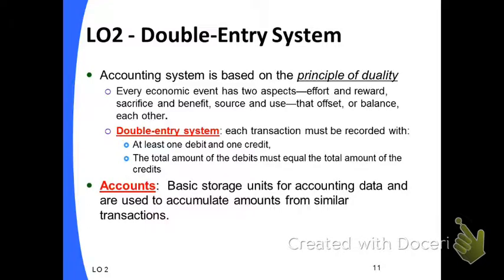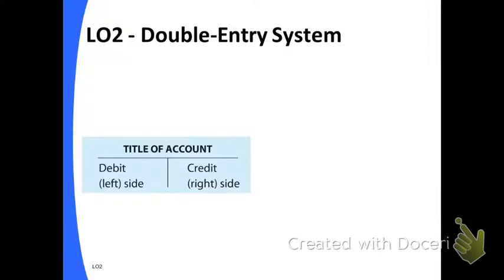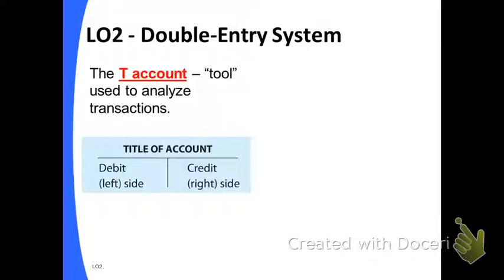Accounts in the double-entry accounting system are the basic unit of accounting storage of accounting data and are used to accumulate the amounts from similar transactions. The T account is a tool that is used to analyze transactions. There are 3 basic parts to the T account.